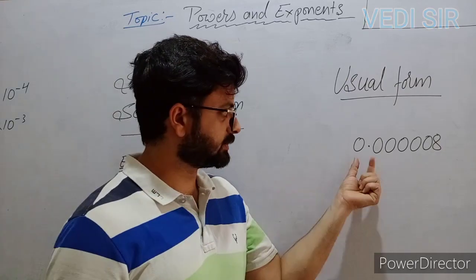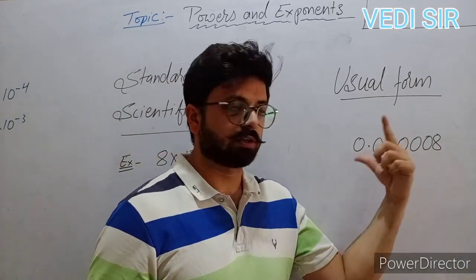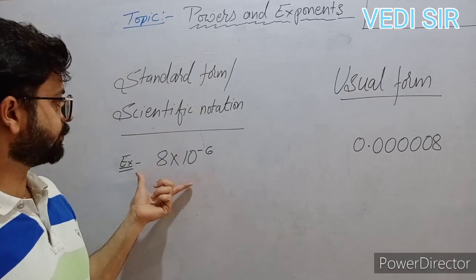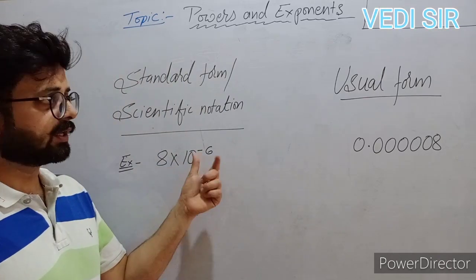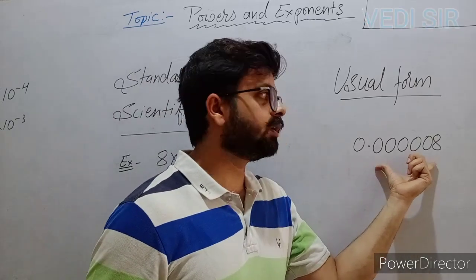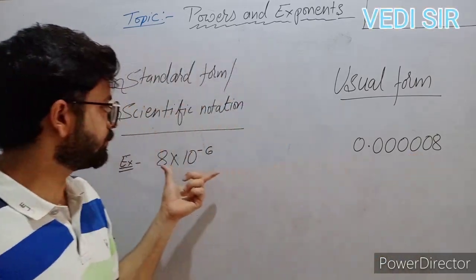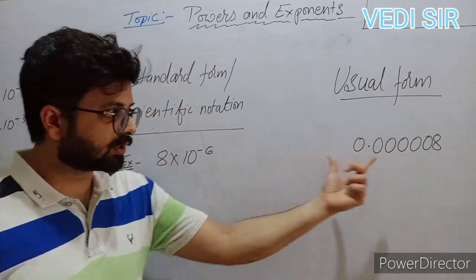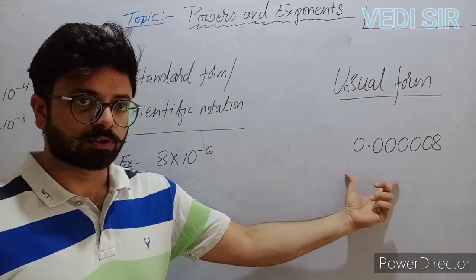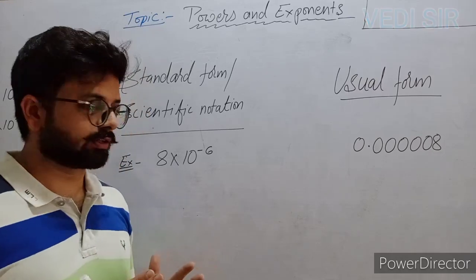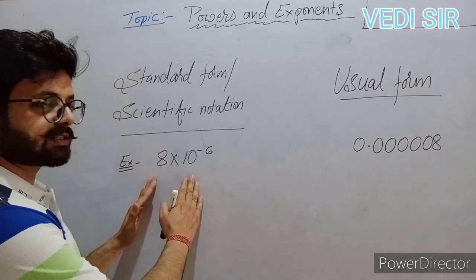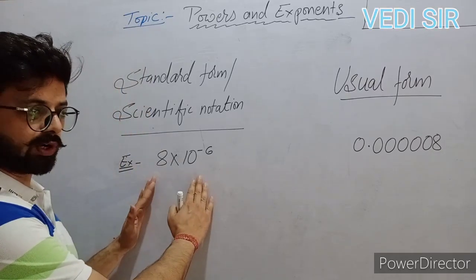You are not writing them like this, 0.00008. Always you are writing in the standard form. This is the standard form, 8 into 10 raised to the power minus 6. This form we will call usual form and this form we will call standard form. Both the numbers are the same, but the forms are different. This form is standard form or scientific notation.